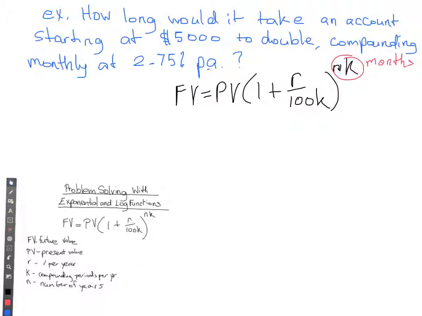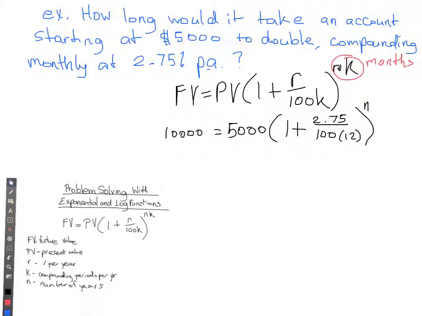Here we have our future value. We want our money to double, so our future value is therefore 10,000. We're starting off with our present value of 5,000 times 1 plus R, the percent interest per year, which is 2.75 over 100, and it's compounding monthly, so 12, to the number of months. Now we have an exponent as our unknown.